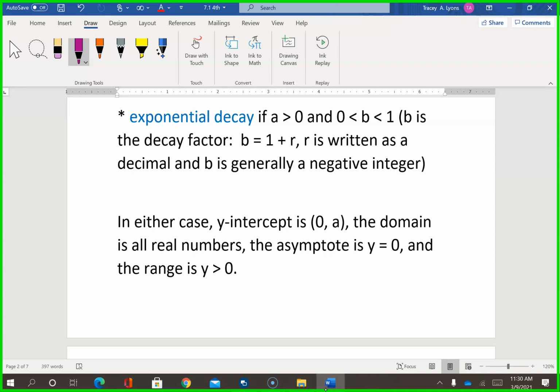The asymptote is y equals 0, and I'll go back to that initial graph that we did. It did have an asymptote at y equals 0, and then the range is also bigger than 0. And that would be if you plug in all the x's that you can, the range is always going to be bigger than 0. Basically, that asymptote line is where it comes really, really super close to, but doesn't go across.